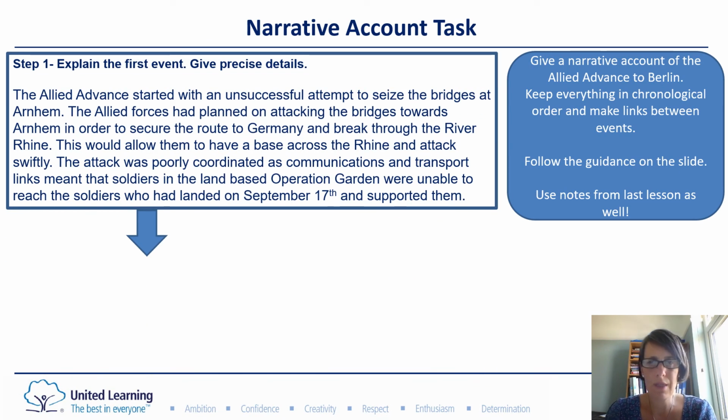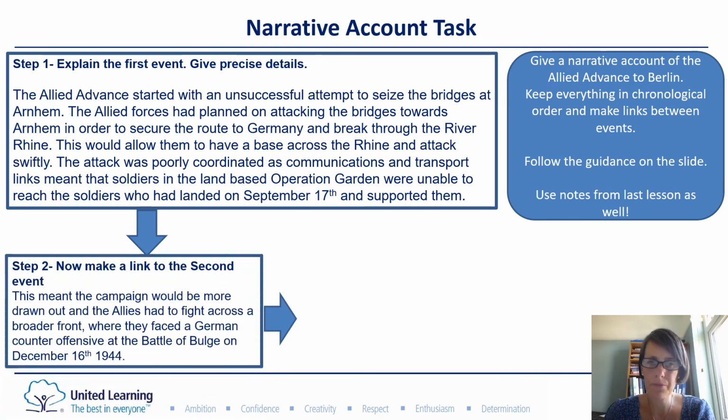So here's the first step, and it shows you how to give some really precise details. So you can use that to help you. Don't copy it, but use it to help you. Link up then to the second event. So you can see that what we've got here is it says this meant that. This meant, and so you can see that that's showing the link between what's just happened and what then happened afterwards. And so that then links on.